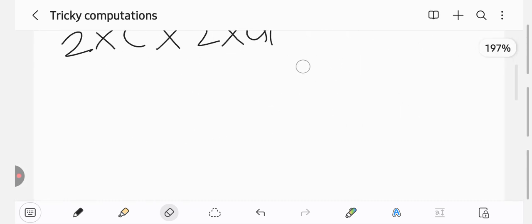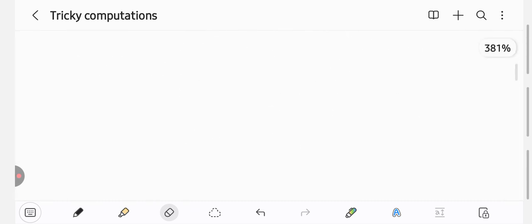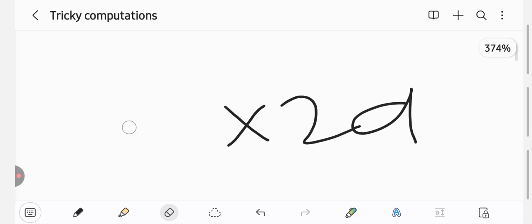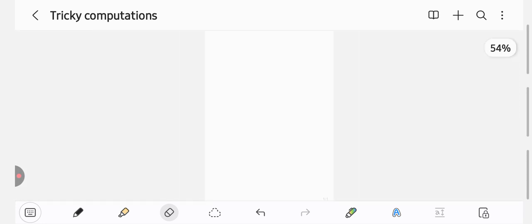This tricky computation is getting real hard. It is done. Now let's get into the tricky computation.